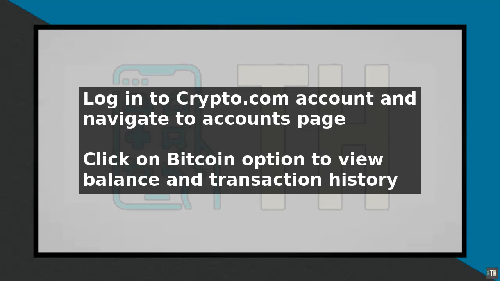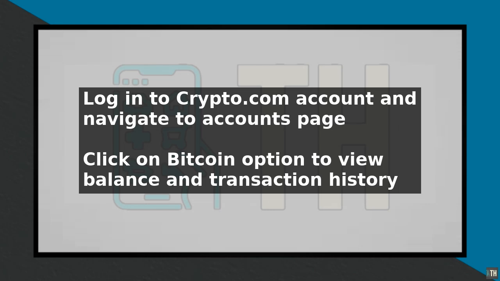Transferring Bitcoin from Crypto.com to an external wallet is a straightforward process that requires some basic knowledge of cryptocurrency transactions. To begin, make sure you have a Crypto.com account and an external wallet set up, such as a hardware wallet or a software wallet. First, log into your Crypto.com account and navigate to the Accounts page, where you will see a list of your available cryptocurrencies, including Bitcoin.